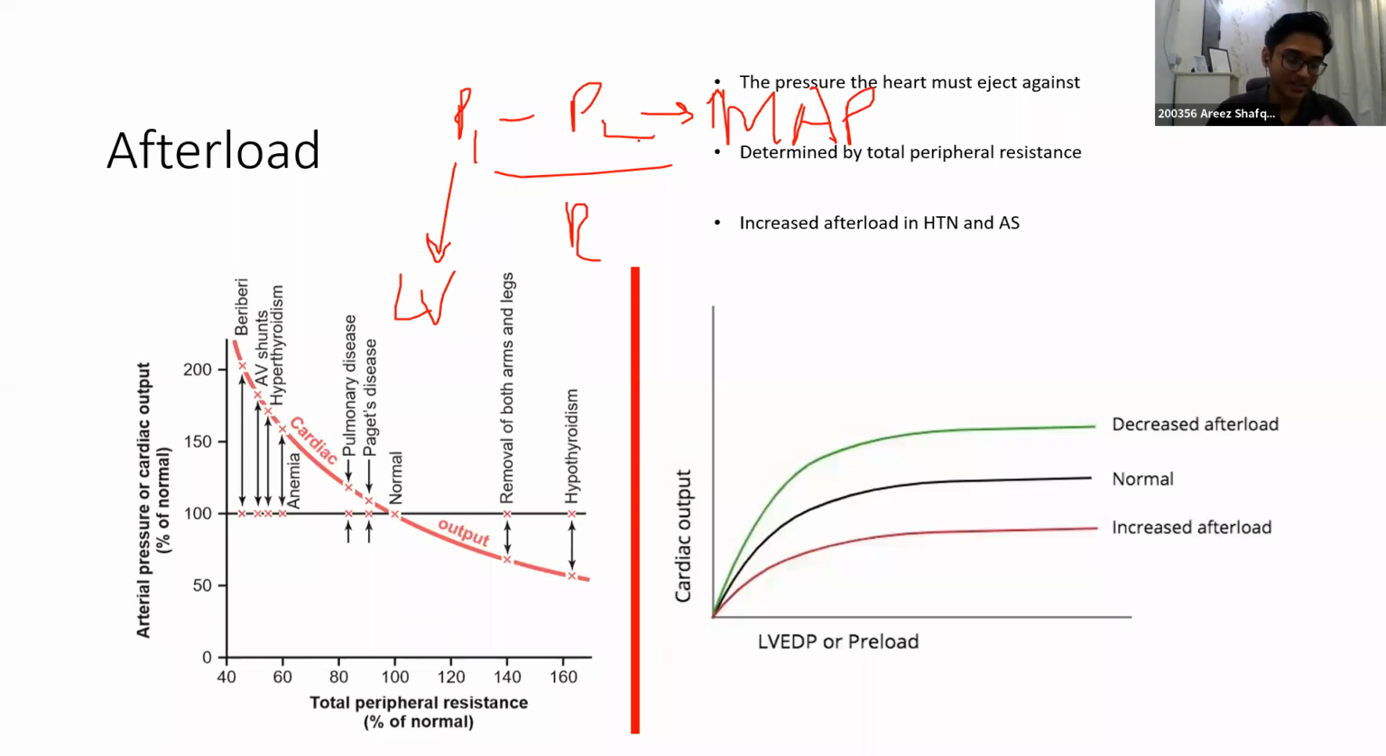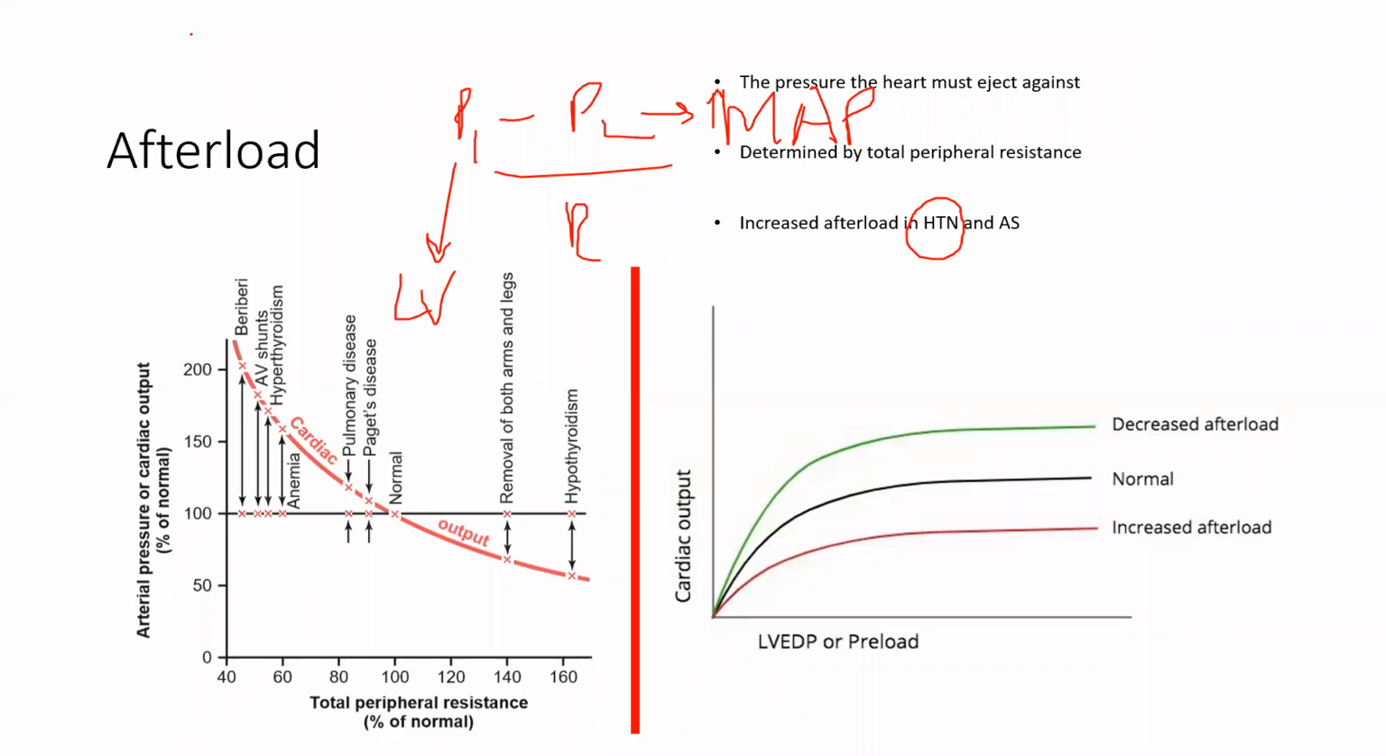Okay, so afterload is the pressure that the heart is ejecting against, and it is determined by the mean arterial pressure. For example, in hypertension, you have a high blood pressure. When the heart pumps, it must pump against high blood pressure. So the heart will have to work more, and that's a sign of afterload. Does this make sense? So in hypertension, the blood pumps against more contracted arterioles, therefore increasing the P2, right?